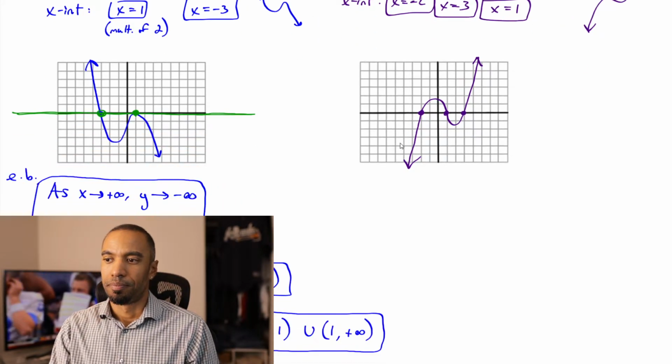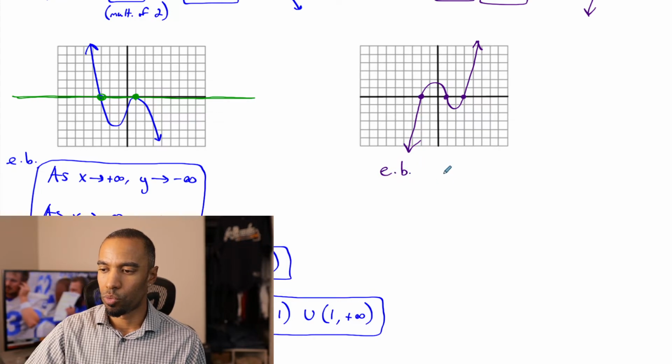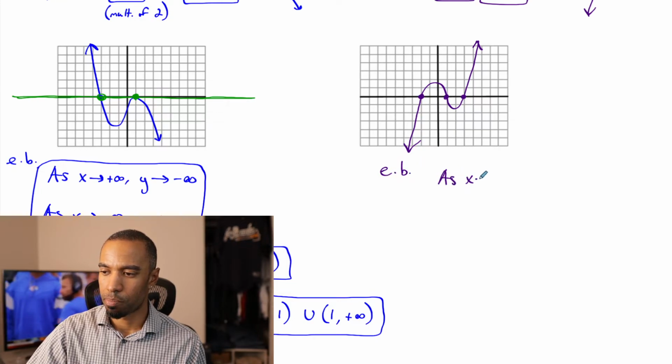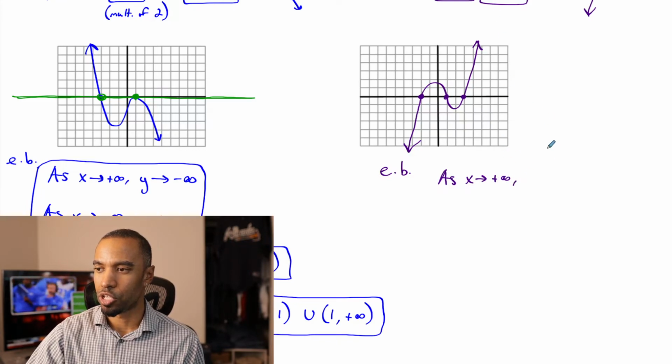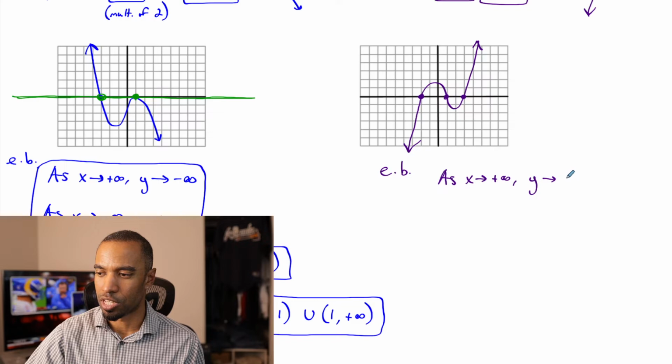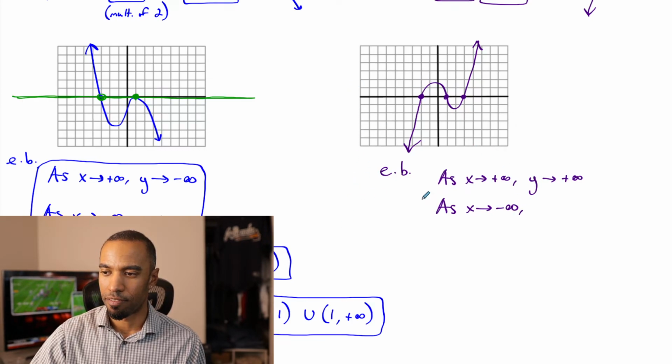End behavior. End behavior says as we go forever right, where do we go? So as x approaches positive infinity, we end up finding our y values going up toward positive infinity in and of itself. As we go forever right, we go forever up. And then as x approaches negative infinity, as we go forever left, we find our y values going forever down.